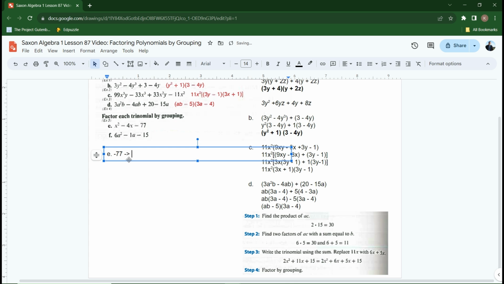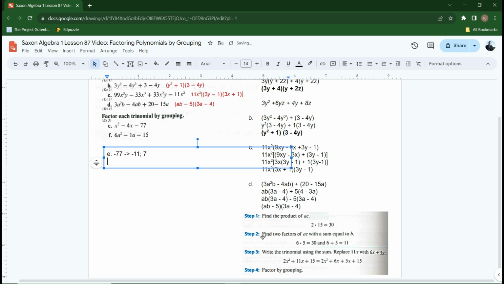Now we need to find factors of negative 77 that add up to the middle number, negative 4. Okay, so 77 is going to have some pretty simple factors. I think it's just going to be 11 and 7, right? Are there factors of negative 77 that add up to negative 4? That'd be negative 11 and 4. Nope, sorry, 7. Negative 11 and 7. When I multiply those together, I get negative 77. I add those together, I get negative 4.